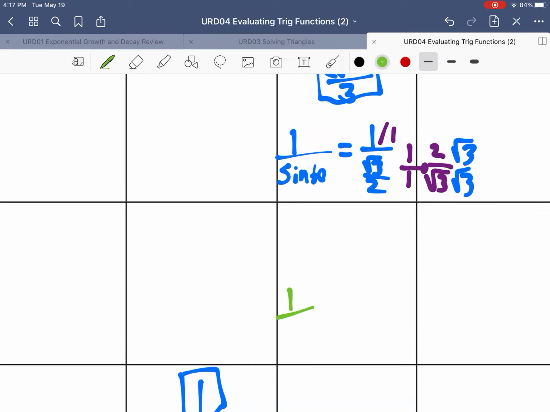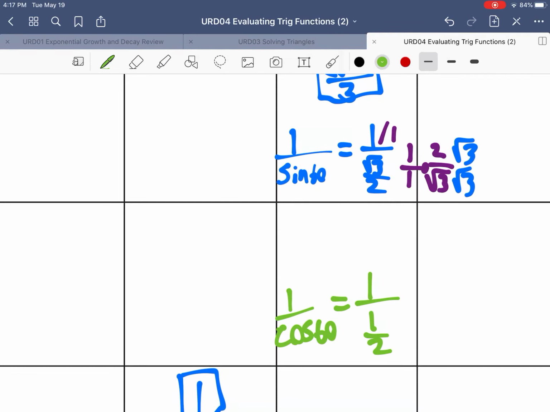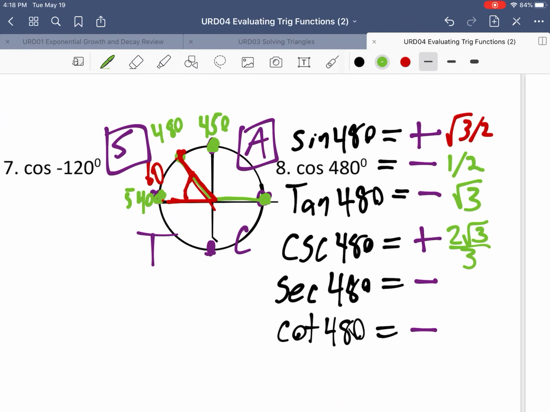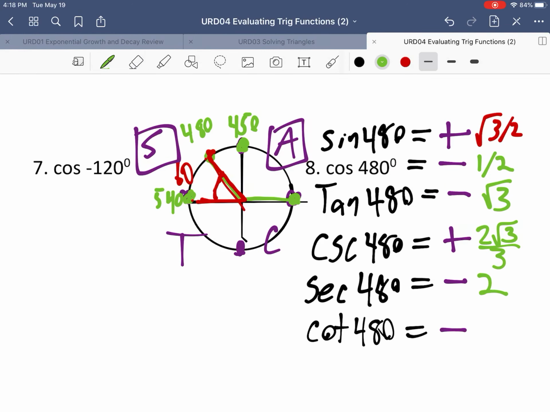The secant of 60 we didn't do, so we'll do it here just to have it. So that's going to be 1 divided by the cosine of 60. So that's going to be equal to 1 divided by 1/2. So if we make this into a fraction, we're going to get 1 divided by 1 times 2 over 1, which is 2. So that's going to be 2.